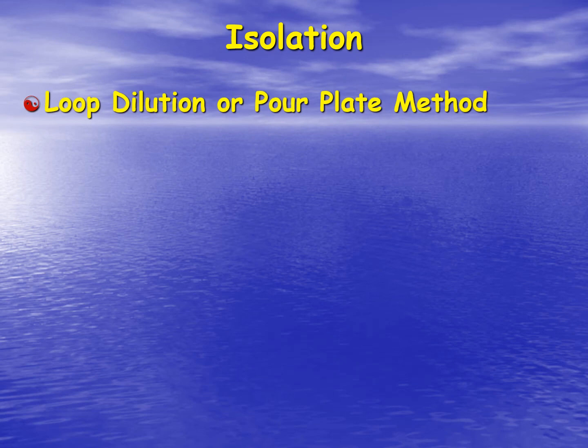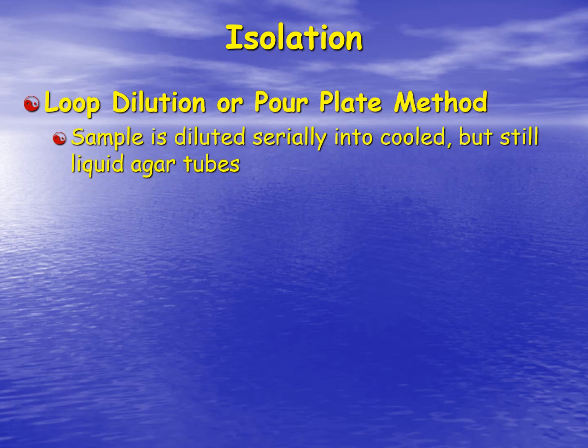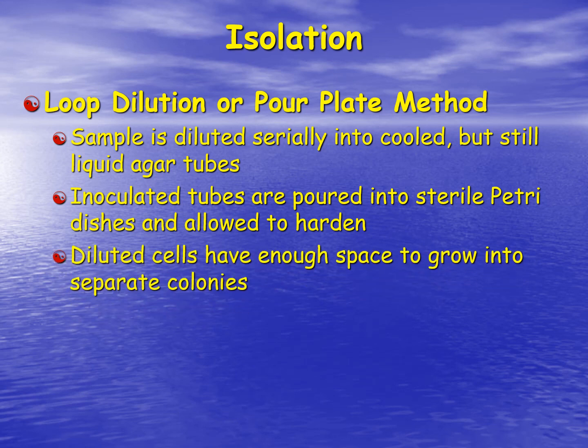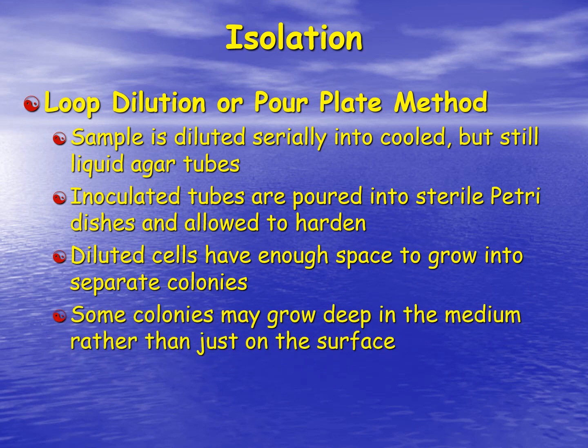The loop dilution or pour plate method is similar in that it dilutes the sample, but what we do here is we actually dilute serially into cool but still liquid agar tubes. The inoculated tubes are then poured into sterile Petri dishes and allowed to harden. The diluted cells then will have enough space to grow into separate colonies. One disadvantage to the pour plate method is that some colonies may, however, grow deep within the media rather than just on the surface like we would see with the streak plate method.